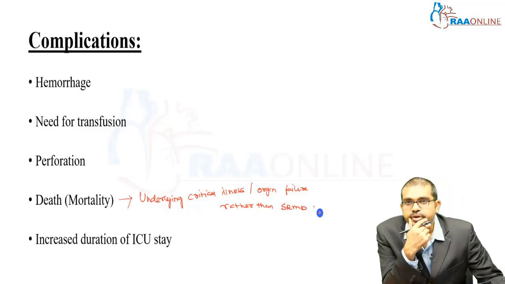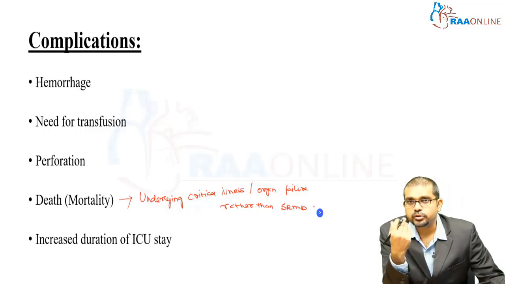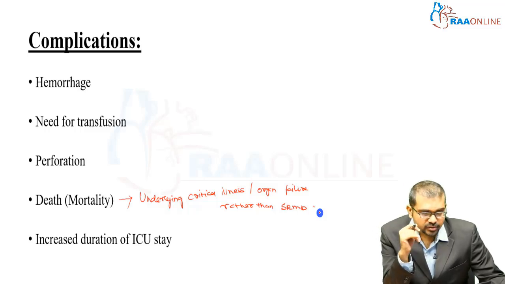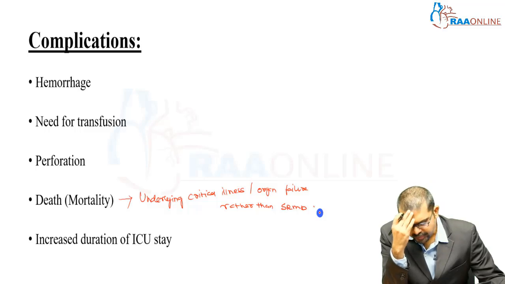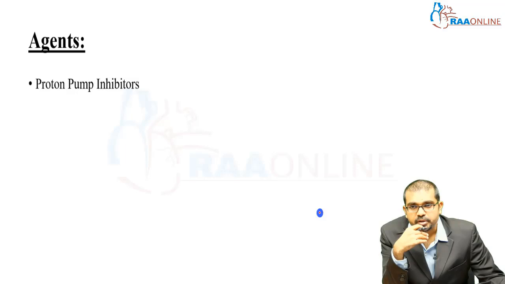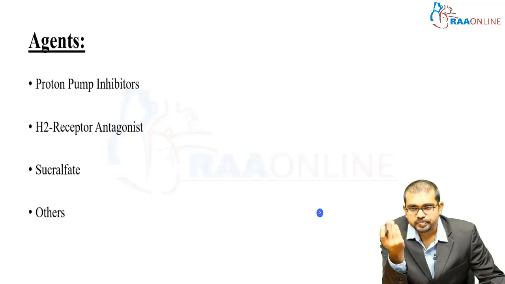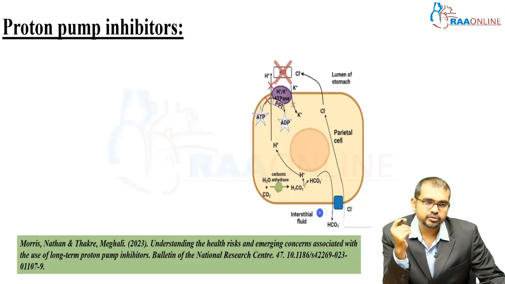Now coming to the treatment, what are the various pharmacological agents which you can use for the treatment of stress related mucosal disease? Some of these agents you can use for acid peptic diseases as well, and for the other causes of upper GI bleeds. So you can use proton pump inhibitors, H2 receptor antagonists, agents like sucralfate, and other agents. The first class of agents we are going to see is the proton pump inhibitors.